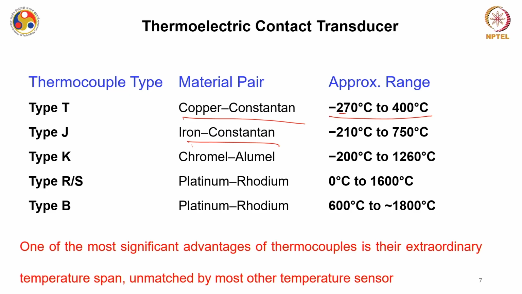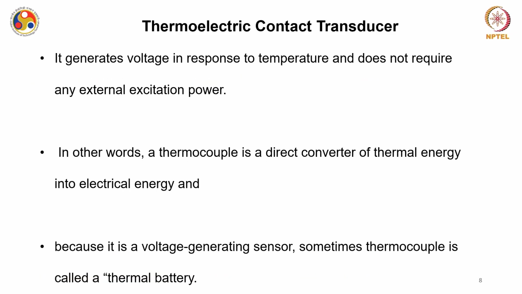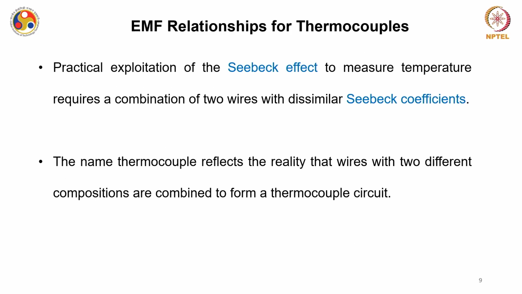Now, one of the most significant advantages of the thermocouple is its extraordinary temperature span, unmatched by most other temperature sensors, be it RTD or thermistor. It generates voltage in response to temperature and does not require any external excitation power. So, you can say that thermocouples are self-powered temperature sensors. It is a direct converter of thermal energy into electrical energy. You are not providing any external bias or external current. It is basically a voltage generating sensor. Sometimes the thermocouple is therefore also known as a thermal battery.